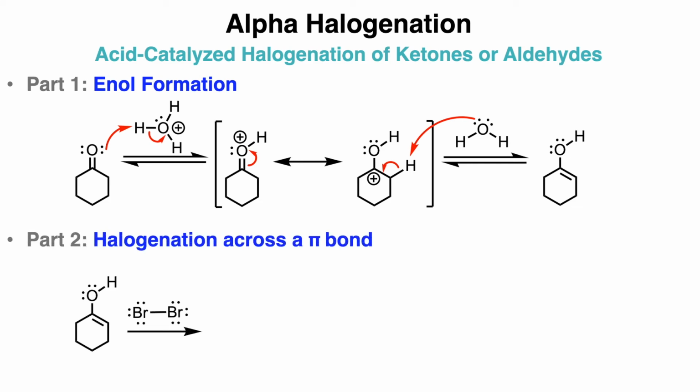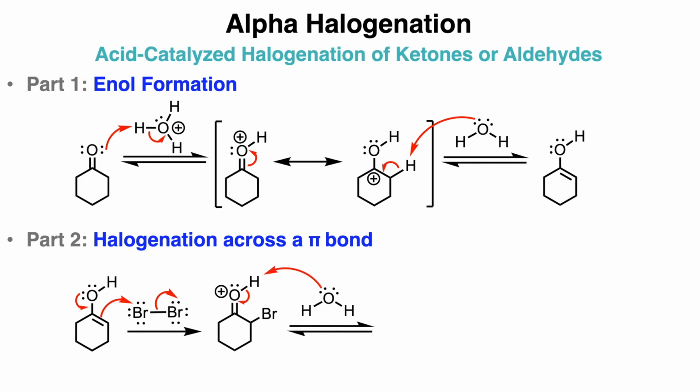In the second part of the mechanism, one of the lone pairs from OH comes down to form a pi bond, while the pi bond of the alkene acts as a nucleophile to attack Br2. Then water deprotonates the extra hydrogen atom to form the alpha halogenated product.